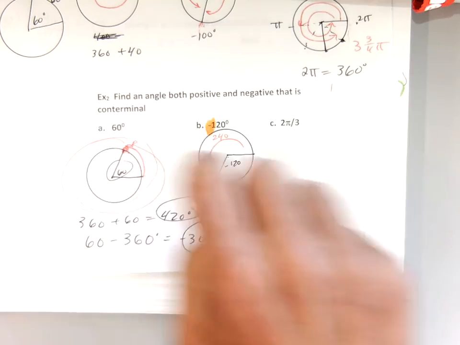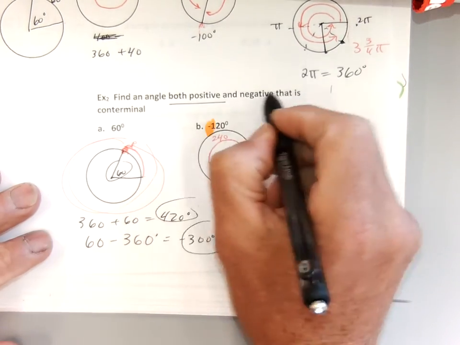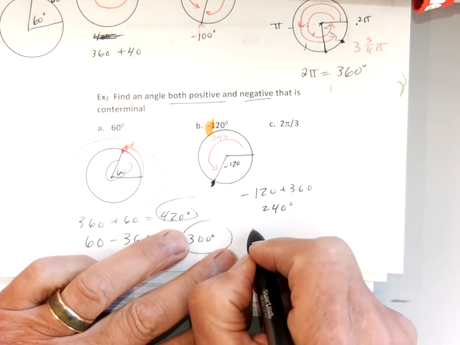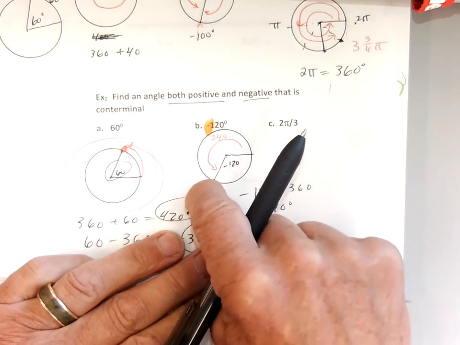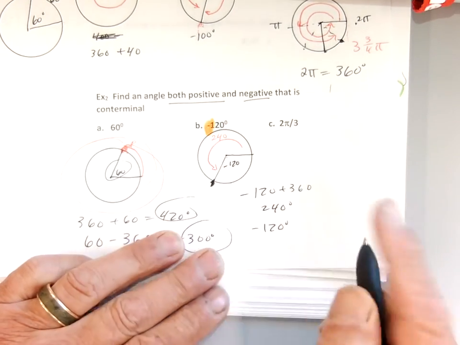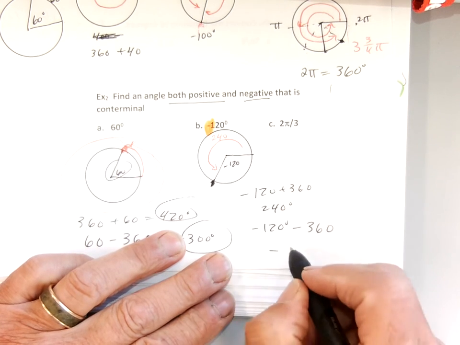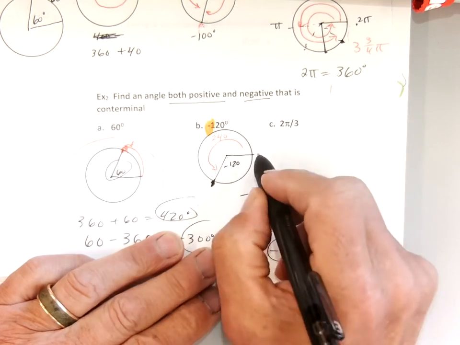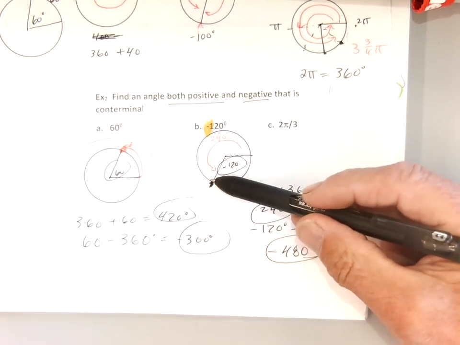If I want to rotate it backwards again, because it says we want both a positive and a negative coterminal angle, I'll take my negative 120 degrees and spin it backwards a full 360. I'll spin it backwards one more time: minus another 360. What's that? Negative 480 degrees would be the exact same. So all three of these angles put the nail in the same spot.